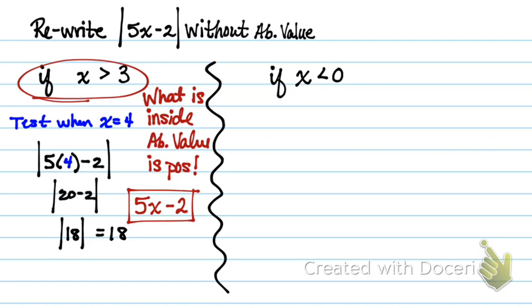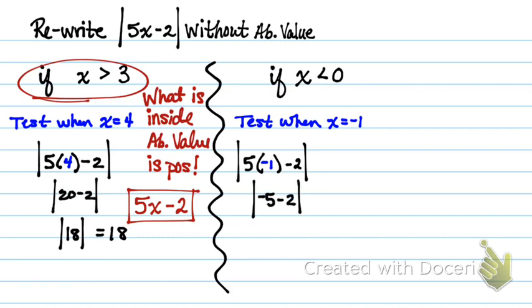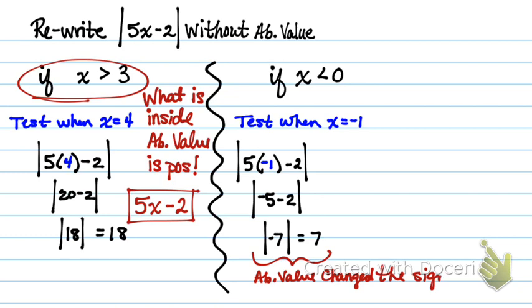Over here, if x is less than 0, give me something that's less than 0. -1, sounds good. So test when x equals -1. So I have the absolute value of 5 times -1 minus 2. Well, 5 times -1 is -5. So what would I have inside the absolute value? -7. What is the absolute value of -7? 7. So what did the absolute value do here? The absolute value changed the sign. Over here, absolute value had no effect.